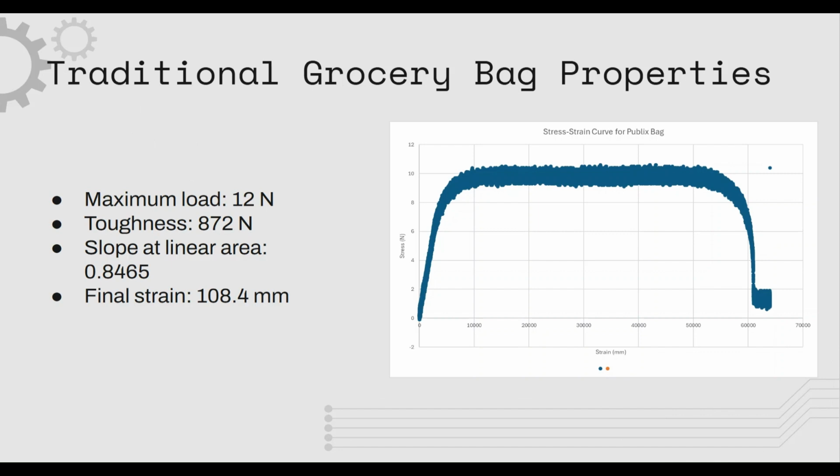So then to just analyze this data a little bit closer, for our traditional grocery bag, the Mark 10 was able to tell us that the maximum load experienced during the strain was 12 newtons. And then the area underneath the curve, which represents our toughness, was 872 newtons. And then the slope at this linear area, which depicts the elastic modulus, was 0.8465. And our final strain at failure was 108.4 millimeters.